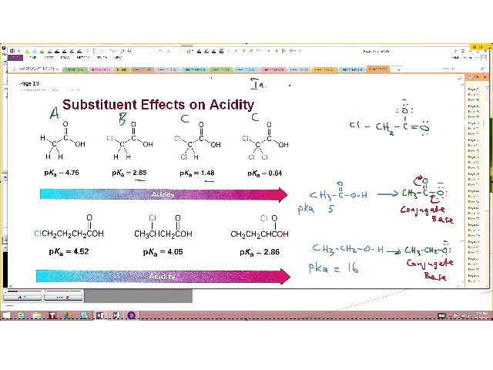Maybe I need to define that again. Inductive effect is the ability to draw electron cloud from one part of a molecule to another part of the molecule. In other words, help in sharing the negative charge. Okay, the ability to draw electron cloud from one part of a molecule to another part of the molecule.